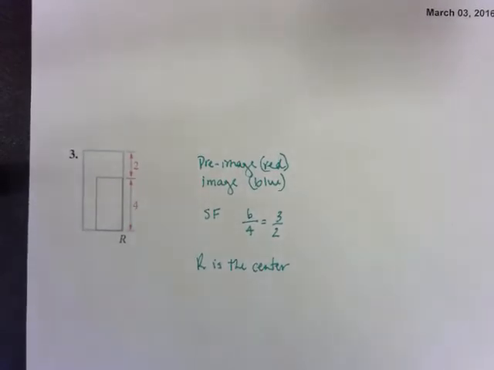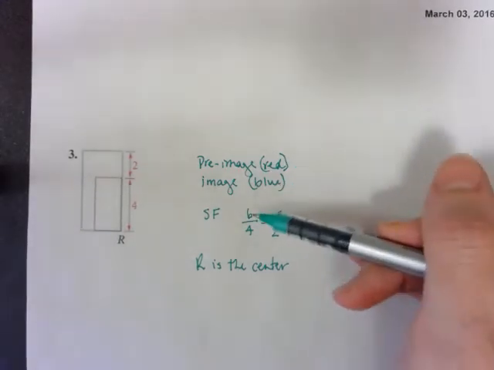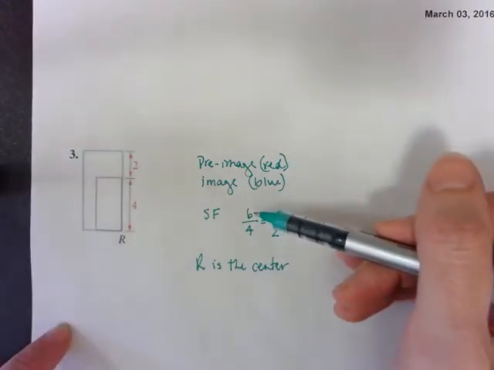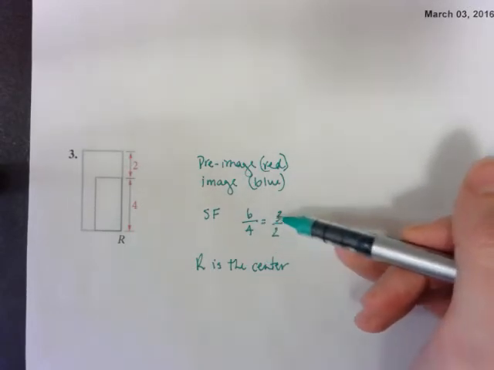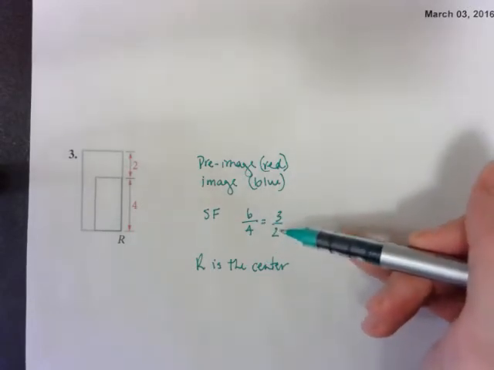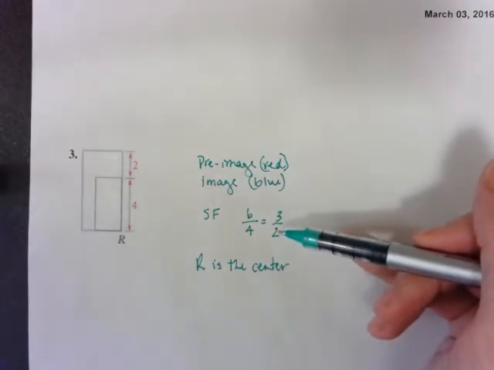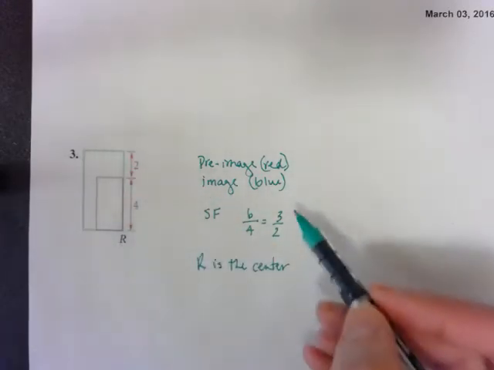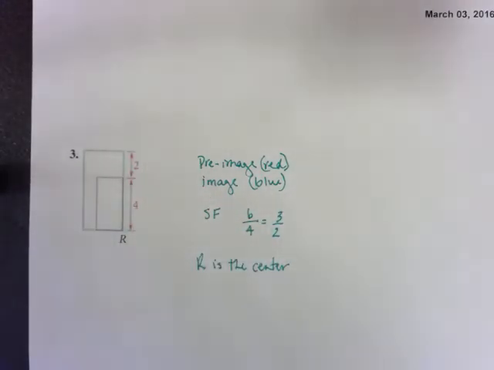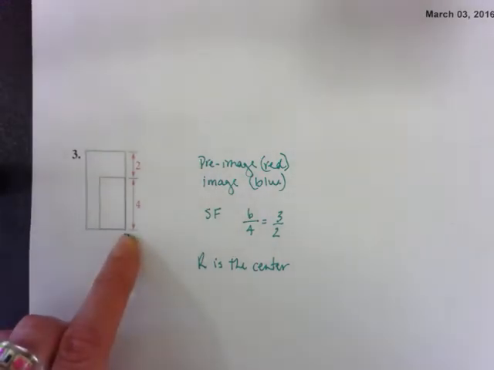So the scale factor, like we said, is always going to be the image over the pre-image. So the image here is 6. The pre-image is 4. So we have a 3/2 scale factor. And it's pretty clear because if the pre-image is red, the blue is bigger, so that's going to be an enlargement, and we know the enlargement is greater than 1. And R is the center of dilation.